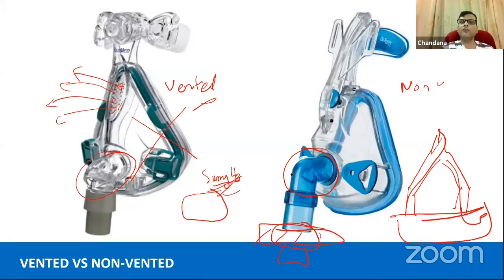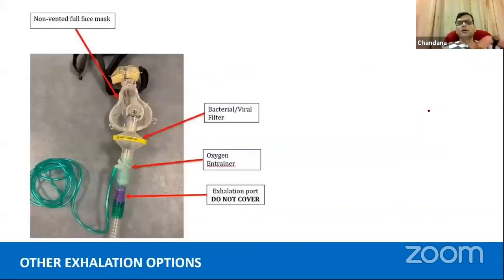And so in COVID, use a non-vented mask all the time, not a vented mask. Don't use vented. You get vented masks with the devices, but don't use a vented mask in a COVID patient because it can generate a lot of aerosols.